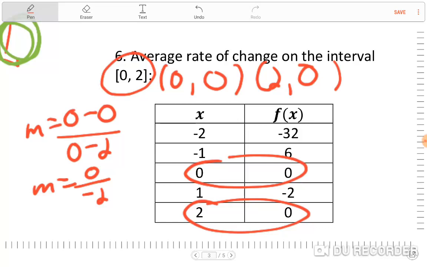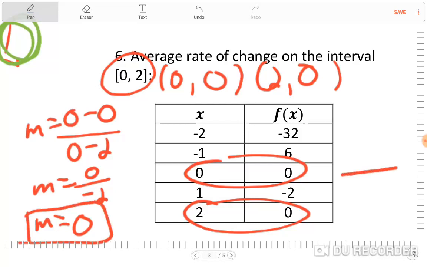Please don't leave it like that. 0 divided by anything is 0. A 0 on the bottom would be undefined, but the 0 on top is just 0. Now, if the 0 would have been on the bottom, you wouldn't have a function anyways. It would fail a function test. But my average rate of change here is 0, which means if I were to draw this to get from one point to the next, it would be just a horizontal line.